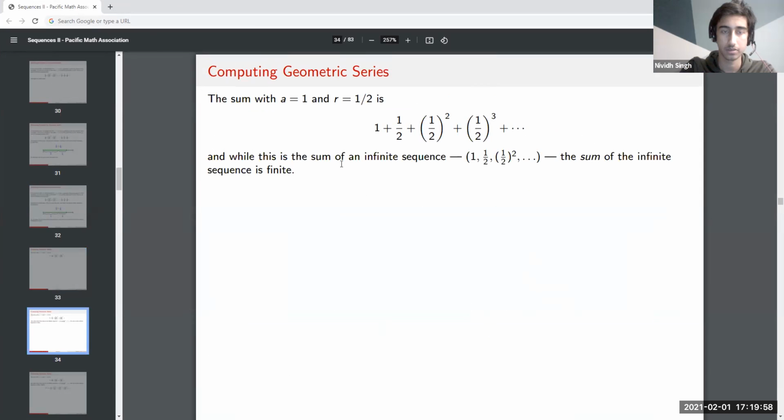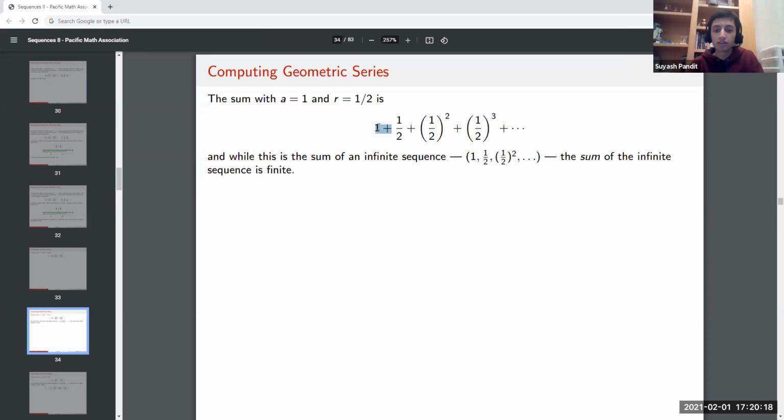While this is the sum of an infinite sequence, the sum is finite because you can see the terms are getting smaller and smaller. Now, here's the thing: if the terms are getting larger, obviously it's not going to converge to a finite value.